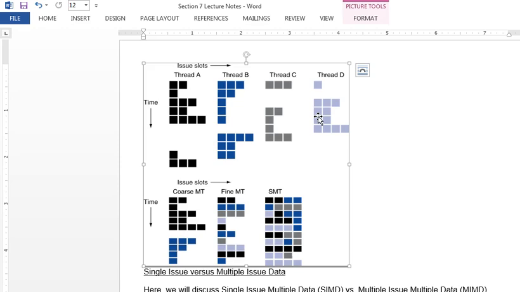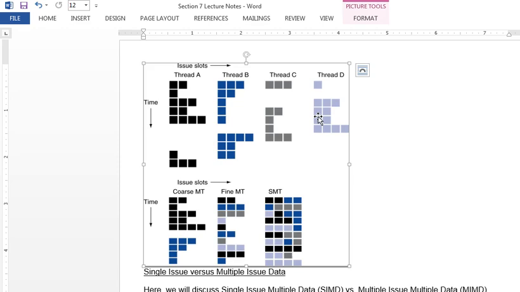In fine-grained multi-threading, it goes through every cycle. So cycle one is going to be these two blocks. You can see right here, this is what's occurring. Cycle two, this is three blocks. This is what's going on here. Thread C, then thread D, so you can see. And then next we'll do thread A, one. Thread B, two, right? And then empty. So it goes right to the thread three.